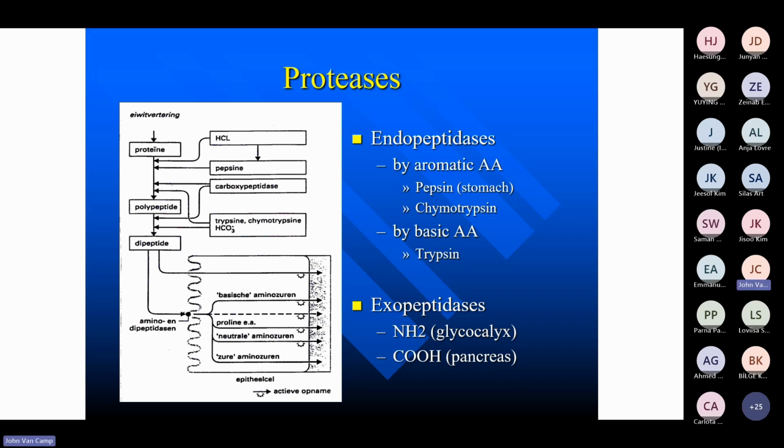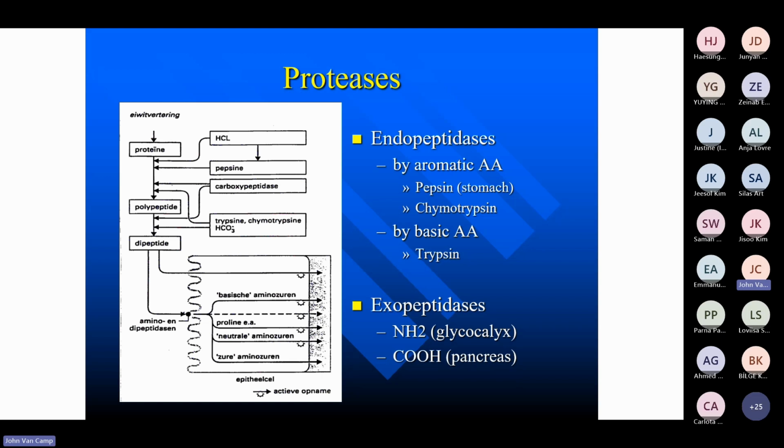The free amino acids, which can also be released by the aminopeptidases, will then be absorbed into the absorptive cell, and there you have different types of transporters. There's one which is located near the basal amino acids, one for proline, one for the neutral amino acids, and one for the acid amino acids. So four different types of transporters, and all these transporting mechanisms are active. So it means that they require energy to absorb these compounds into the bloodstream.